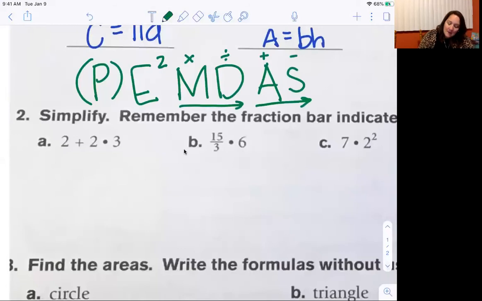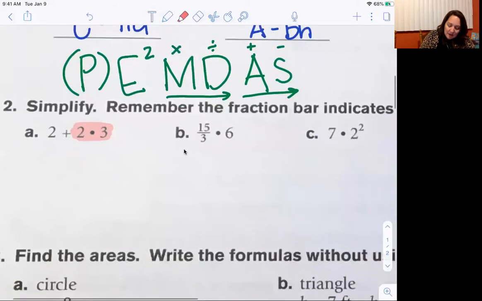So let's look at A. We have 2 plus 2 times 3. What are we going to do first? If you said 2 times 3, excellent. Okay, so we're going to leave this 2, we're going to leave this 2 plus, what is 2 times 3? 6. And 2 plus 6 is 8. So 8 would be our answer.